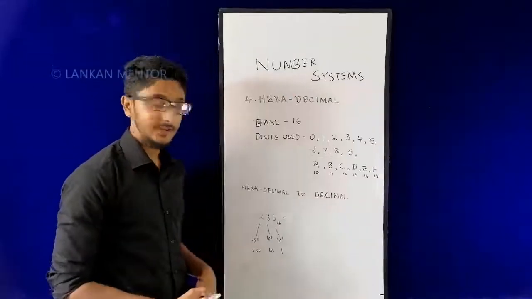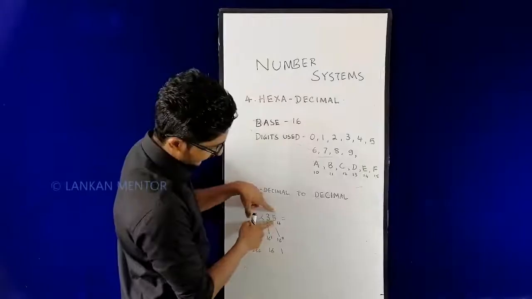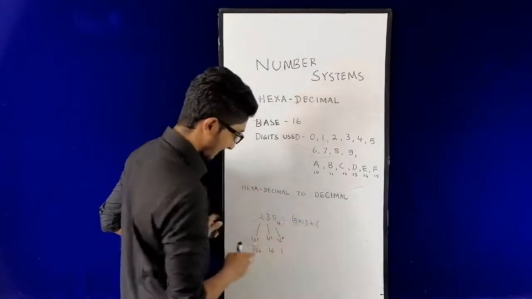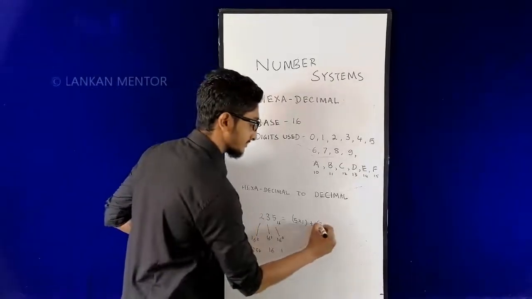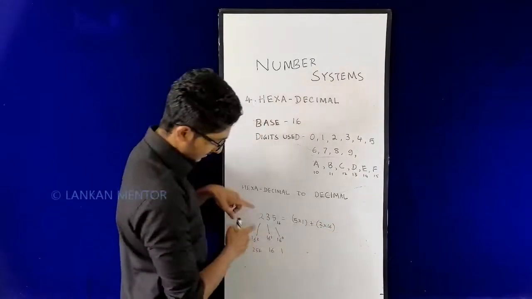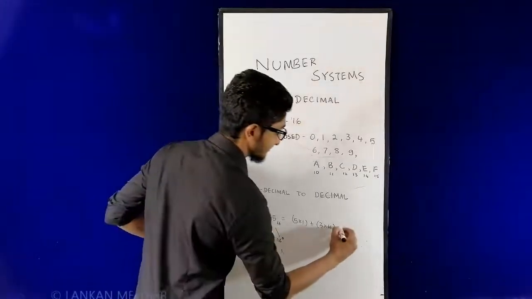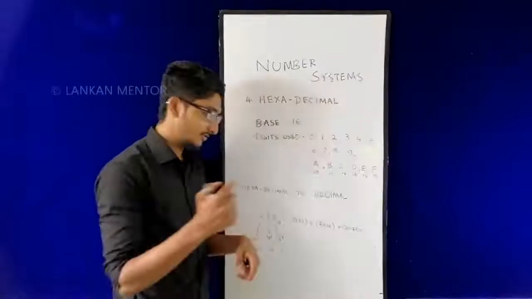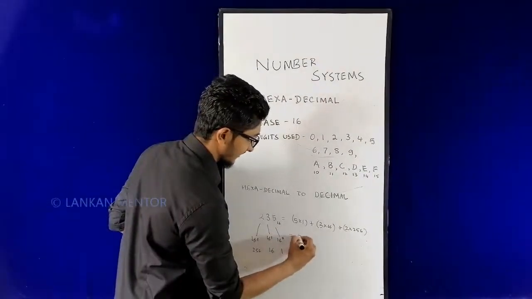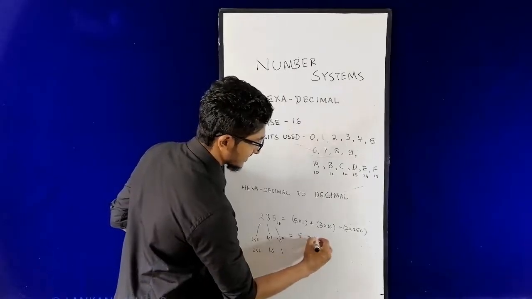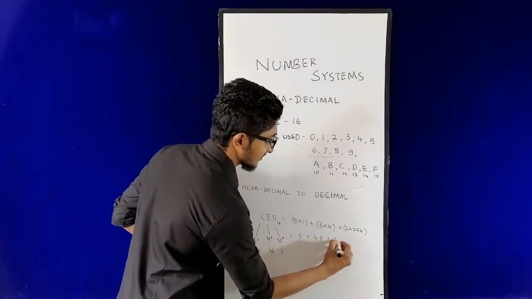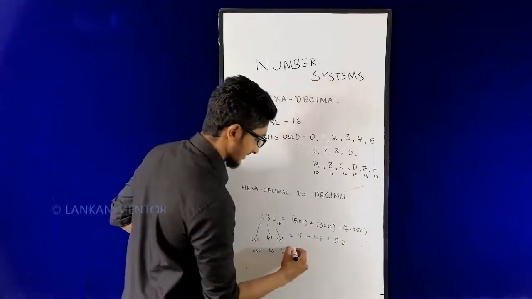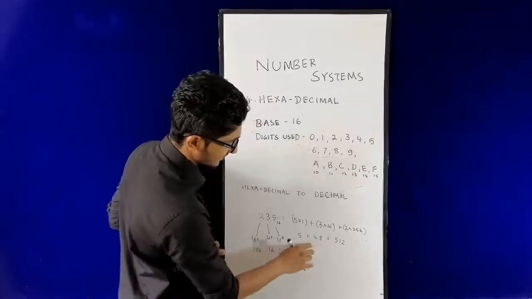16 into 16, which is 256. Okay, right. Now we have the values 5 into 1 plus 3 into 16 and 2 into 256. 2 into 256. Right? So you have to find the answer now by multiplication. 5 plus 3 into 16, 48, plus 2 into 256 is 512. So you add the answer, you get 565.